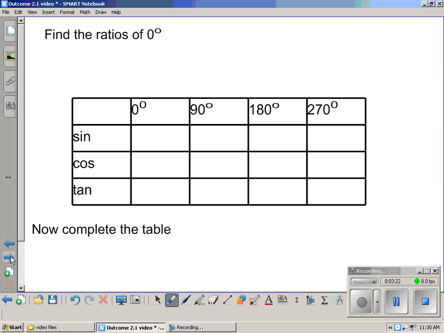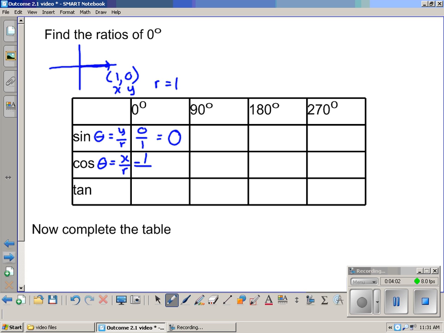So let's find the ratios of 0. So again, that means that there's a point on this terminal arm that would have the point 1 and 0. This would be my x value, this is my y value, and r would also be 1 because it's the distance from the center out to that point. So sine of theta is equal to y over r. So our y value is 0, our r value is 1. 0 divided by 1 is just 0. The cosine of our angle is x over r. Our x value is 1. Our r value is 1. And so our cosine of 0 would be 1.